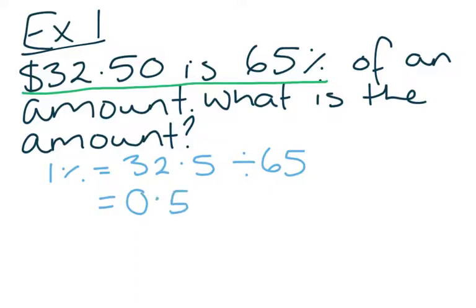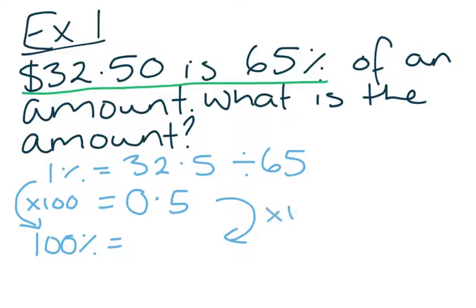Then, if we know that that's 1%, we just have to work out what the 100% is, and we do that by multiplying by 100. So we need to multiply this side by 100 to get back to the very starting amount. If we do 0.5 times 100, you should get $50. So the amount that we started with was $50, and you can check it because you could find 65% of 50 and it would give you $32.50.